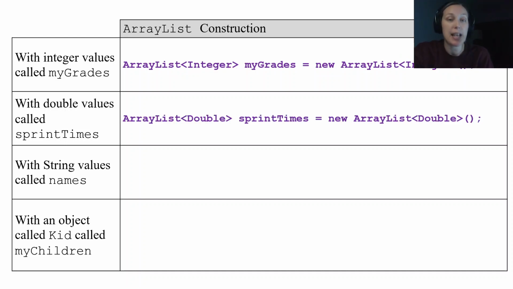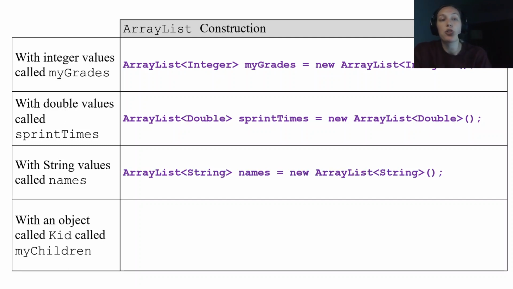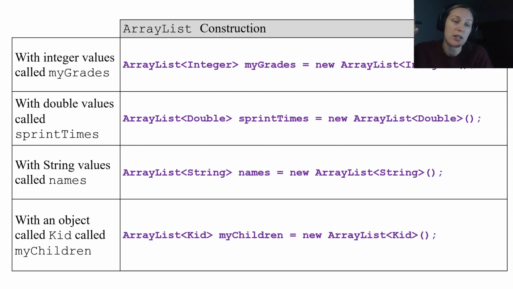Double values called sprintTimes. You can see here we're just using capital D, the Double wrapper class. Then with String values called names, and then with an object called Kid, called myChildren. Kid would be an object maybe that I created myself, and I want to make an ArrayList holding Kid objects. So hopefully that's pretty straightforward. Again, that creates those empty lists of whatever types I specify.